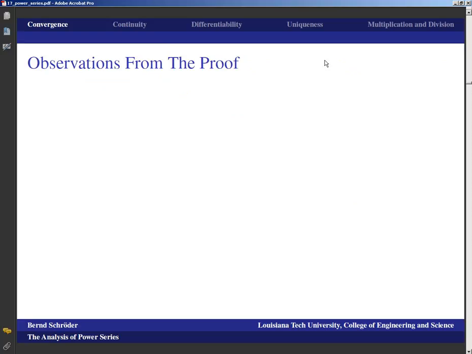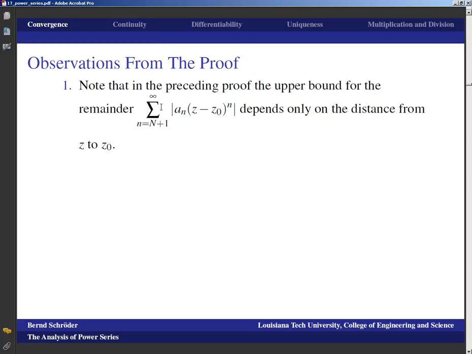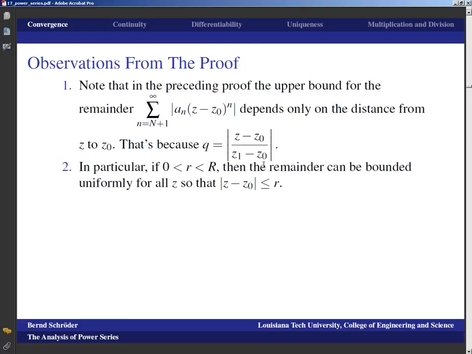Now let's take a look at some observations from the proof of our first theorem. The upper bound for the remainder was dependent only on the distance from z to z0, because we had q equals (z minus z0) over (z1 minus z0). In particular, that means if 0 is smaller than lowercase r, which is smaller than capital R, then the remainder can be bounded uniformly for all z so that |z minus z0| is less than or equal to r.